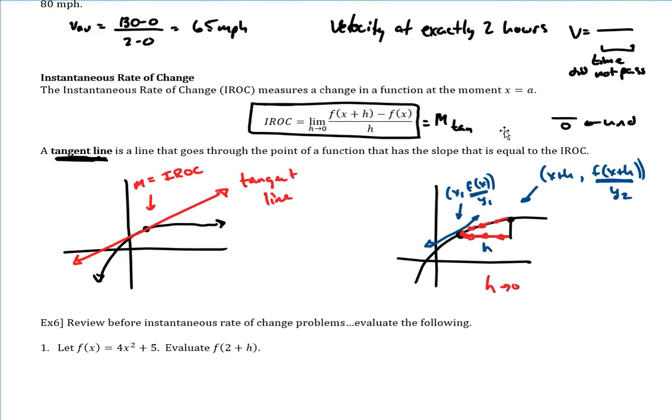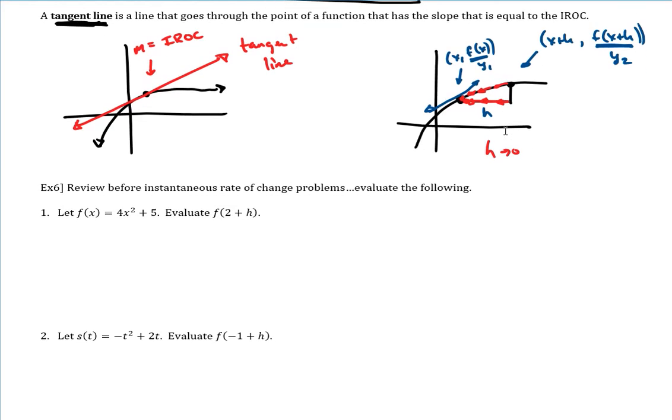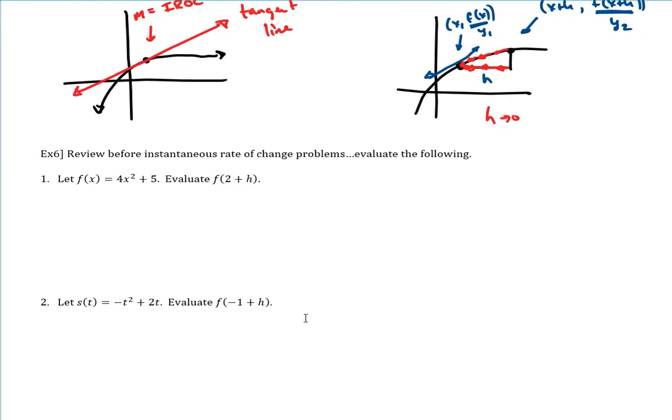All right, so let's see how to deal with these problems. Well, I guess before we deal with them, let's just work on one or two problems where we get used to evaluating these strange kinds of scenarios. So let's review before we jump into the instantaneous rate of change problem. Let's evaluate. Okay, so here we have f of x. What I want to do is evaluate f of 2 plus h.